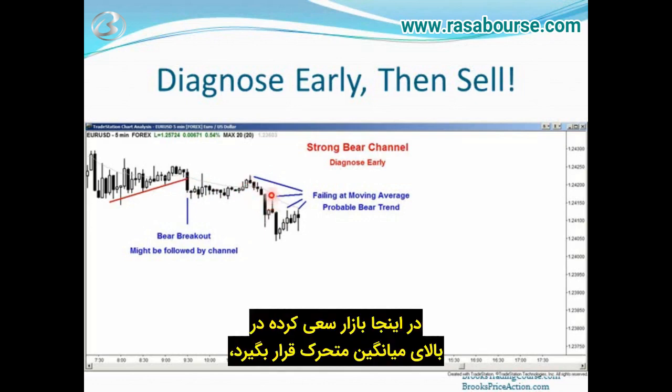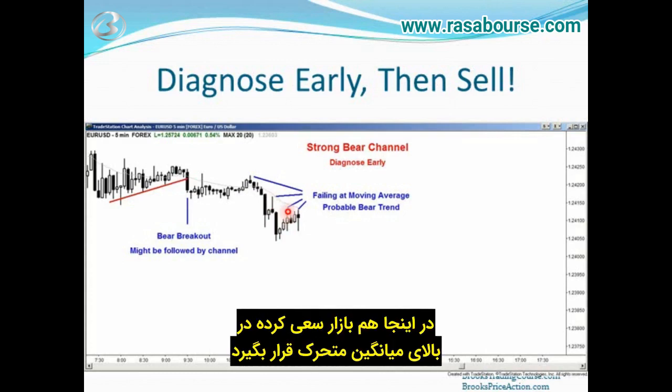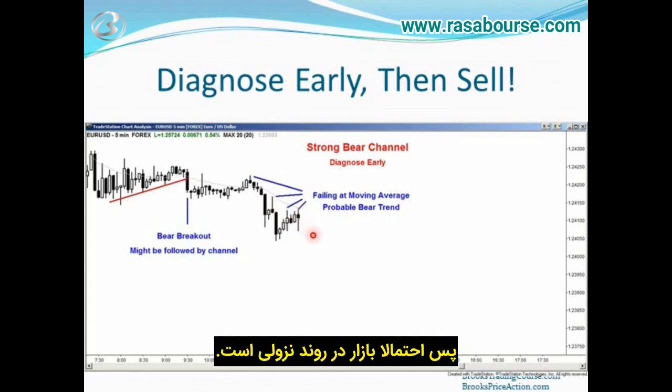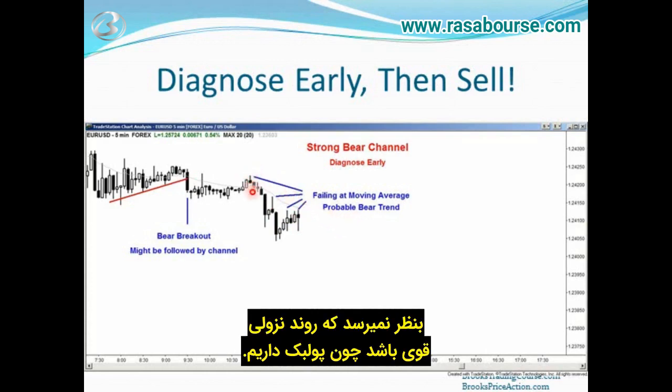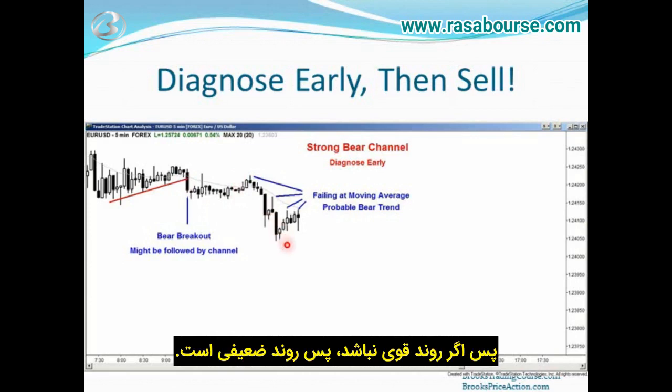Tried to get above the moving average here, big tail, reversal. Tried to get above it here, tail. Tried to get above it here, tail. So the market is probably in a bear trend. It does not look like a strong trend because we have pullbacks along the way. So if it's not a strong trend, it's a weak trend. If it's a weak trend, it's a channel.